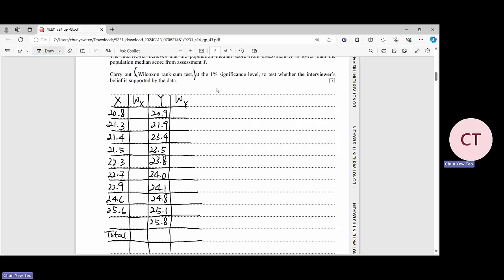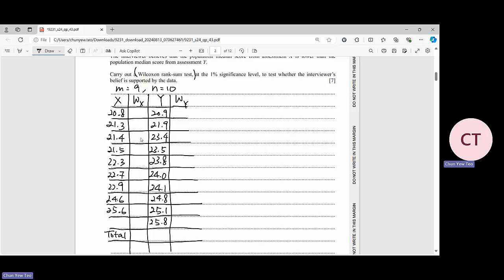You can see that this one has only 9, and this one has 10 samples. So 9 is smaller, 10 is bigger. Over here, we will call M as 9 and N as 10. In the formula booklet, N is taken as the smaller value for the number of data, so I use M as 9 and N as 10.